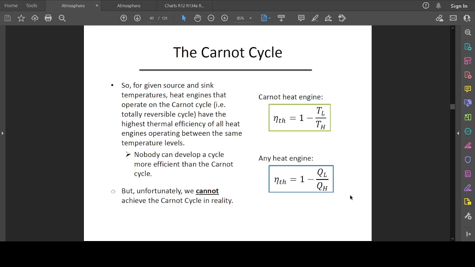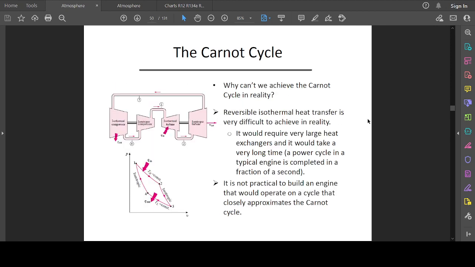So for given source and sink temperatures, heat engines that operate on the Carnot cycle, which is a totally reversible cycle, have the highest thermal efficiency of all heat engines operating between the same temperature levels. So nobody can develop a cycle more efficient than the Carnot cycle. But unfortunately, we cannot achieve the Carnot cycle in reality. There are so many issues with the Carnot cycle.